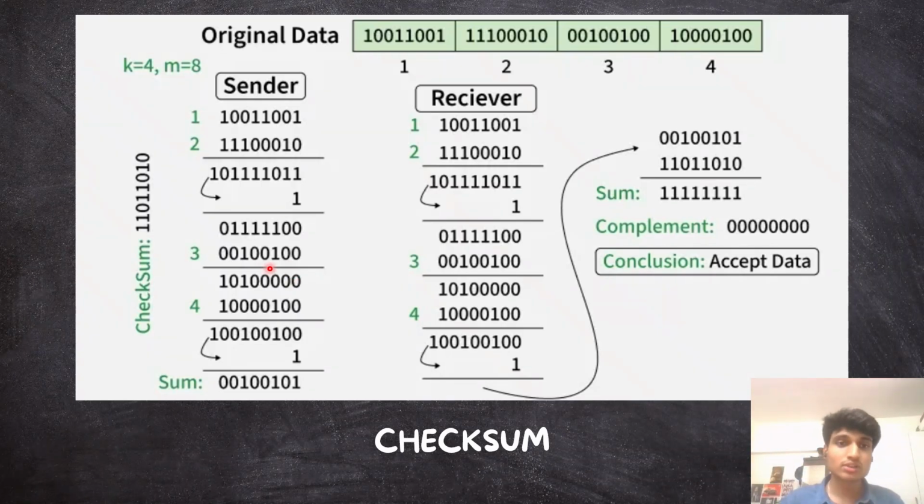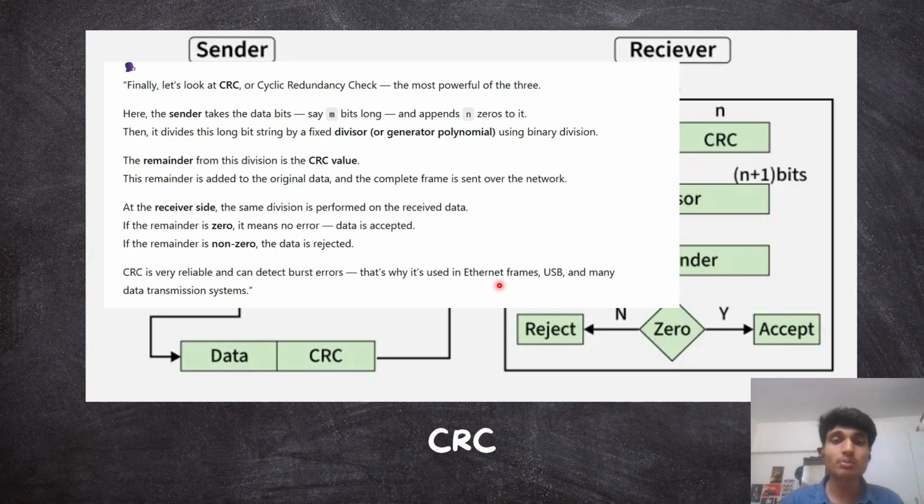Here the checksum is 11011010. The receiver performs the same addition. It adds all the received data blocks along with the checksum. If the result is all ones, as you can see here, that means the data is correct and accepted. If not, some error has occurred. These are used for large blocks of data, and in real life, you can see that in TCP and IP, checksums are used.